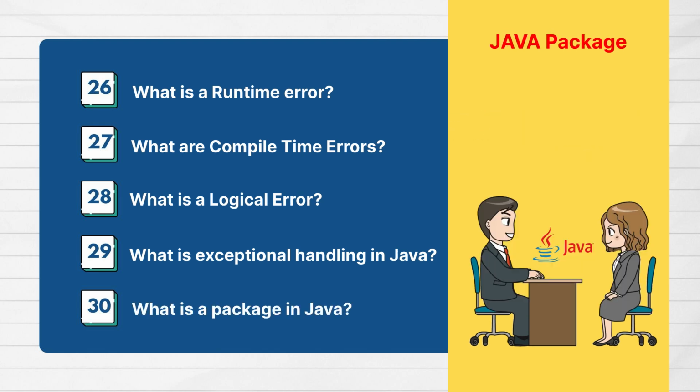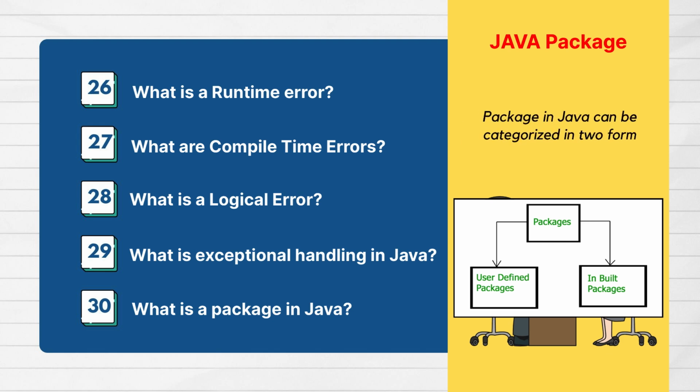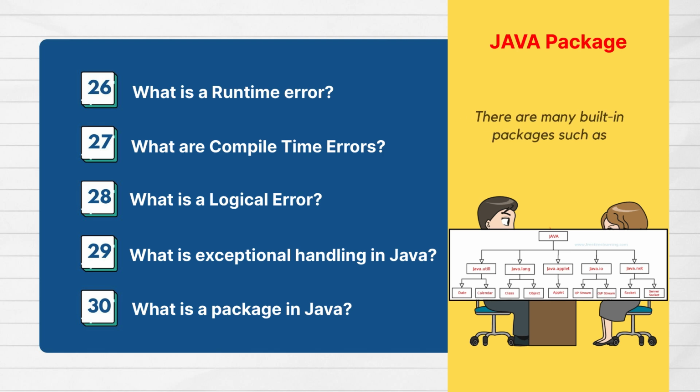What is a package in Java? A Java package is a group of similar types of classes, interfaces, and sub-packages. Packages in Java can be categorized in two forms: built-in package and user-defined package. There are many built-in packages such as lang, AWT, javax, net, IO, util, SQL, etc.